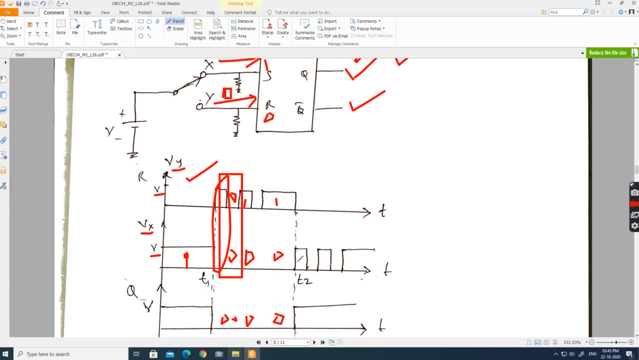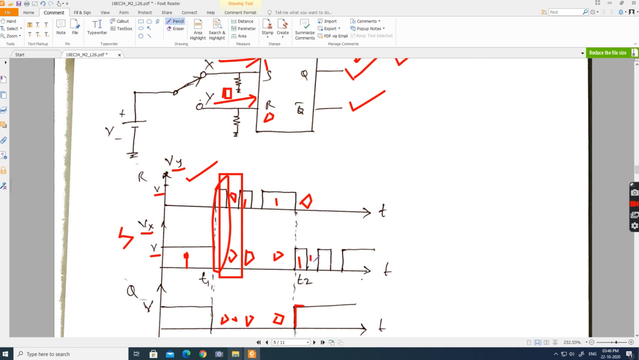Next point, again when this input is 1, the output becomes 0. This input Vx is given to S. Again S is 1, R is 0. S is 1, R is 0, so output will become 1.